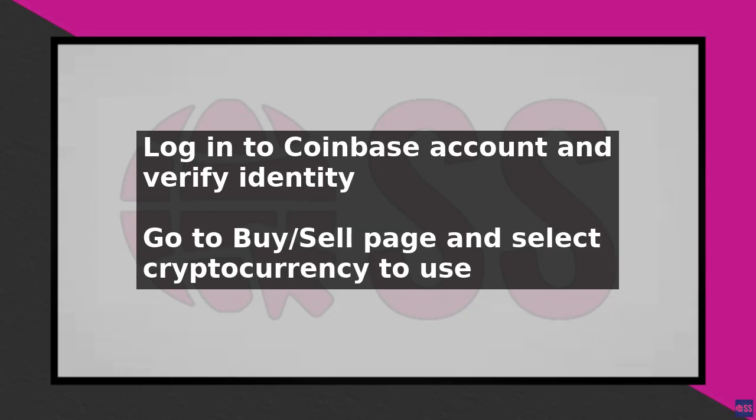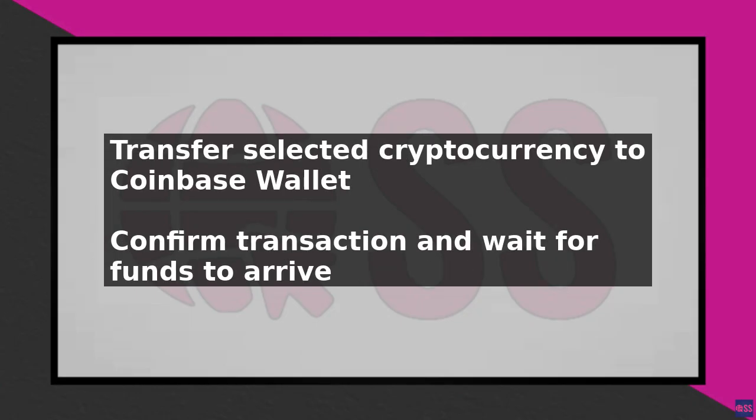Transfer the selected cryptocurrency to your Coinbase wallet by copying the wallet address and pasting it into the Send field on the Coinbase website. Confirm the transaction and wait for the funds to arrive in your wallet. Now, go to a cryptocurrency exchange that supports Chill Guy Coin, such as Uniswap or SushiSwap, and connect your Coinbase wallet to the exchange using your wallet address.